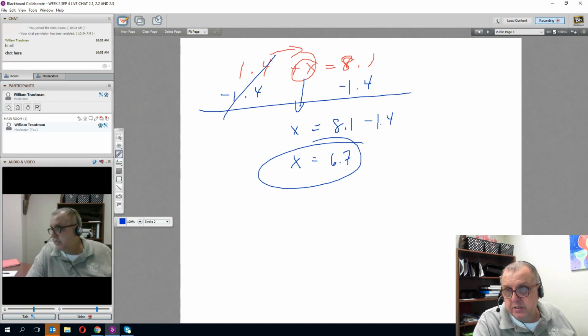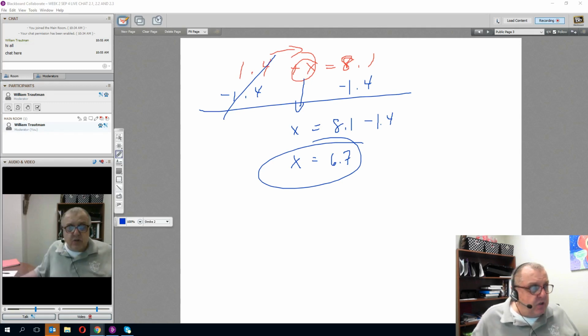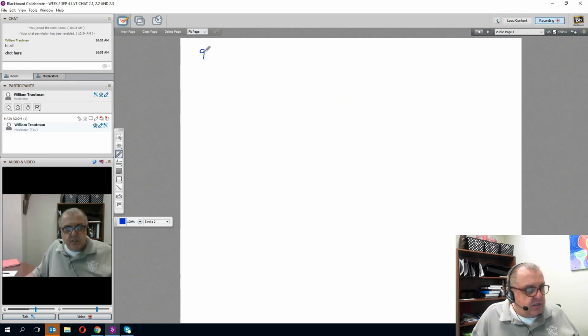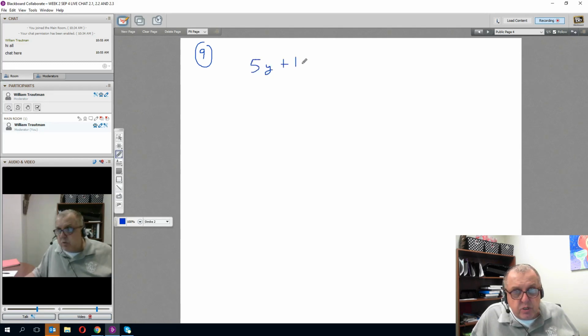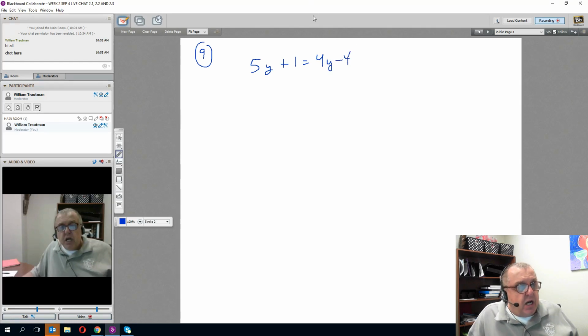All right. That was problem 6. I'm moving on. Problem 9 is a little bit more difficult. If I can get there, new page. So this is problem 9. It has 5y plus 1 equals 4y minus 4.